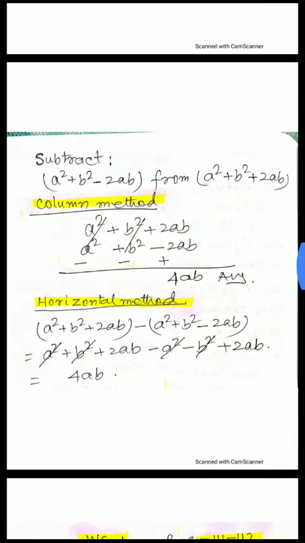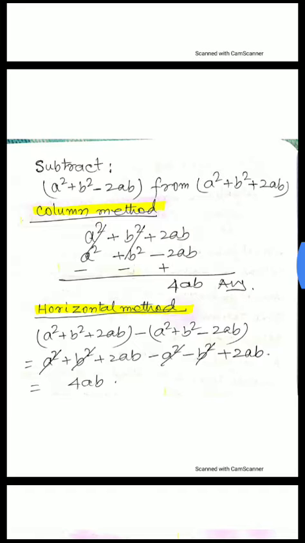Subtract a square plus b square minus 2ab from a square plus b square plus 2ab. Column method. Write the algebraic expression which comes after "from" in the upper line: a square plus b square plus 2ab, and the expression a square plus b square minus 2ab below it, with like terms below like terms. Now change the sign.